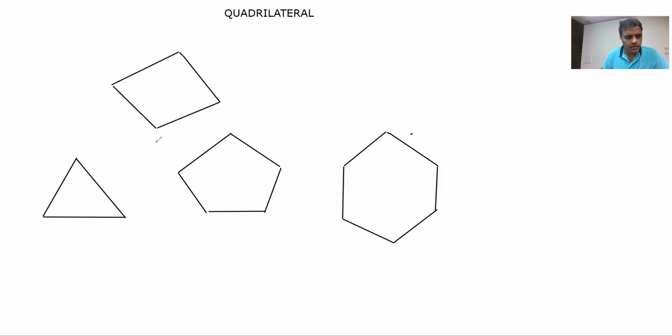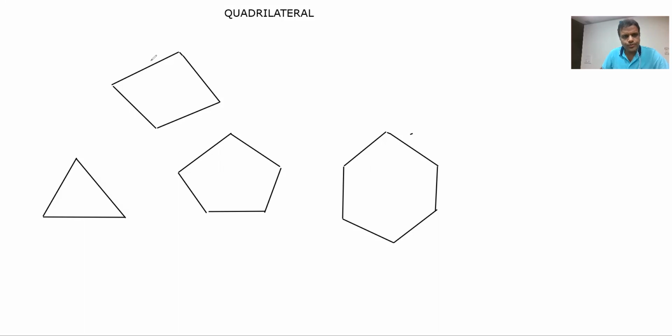Quad means four, triangle, tri means three, pentagon, five sides, pent means five, hexagon, hex means six, and so forth, octagon, decagon, and so forth. So the name itself talks about the number of sides.